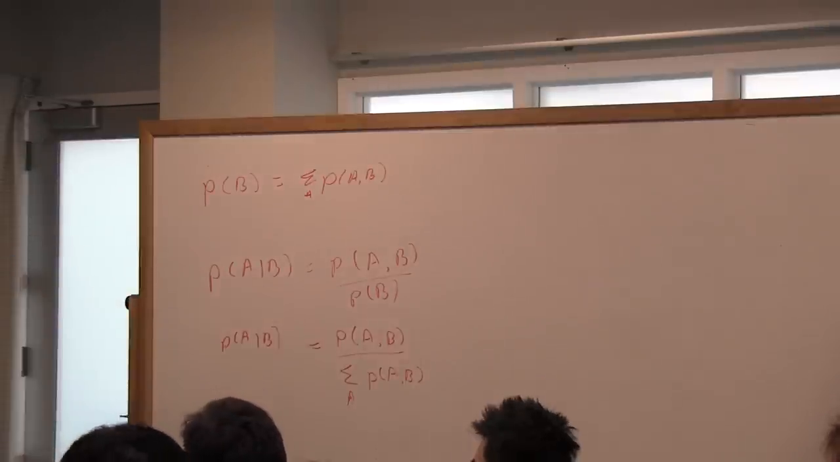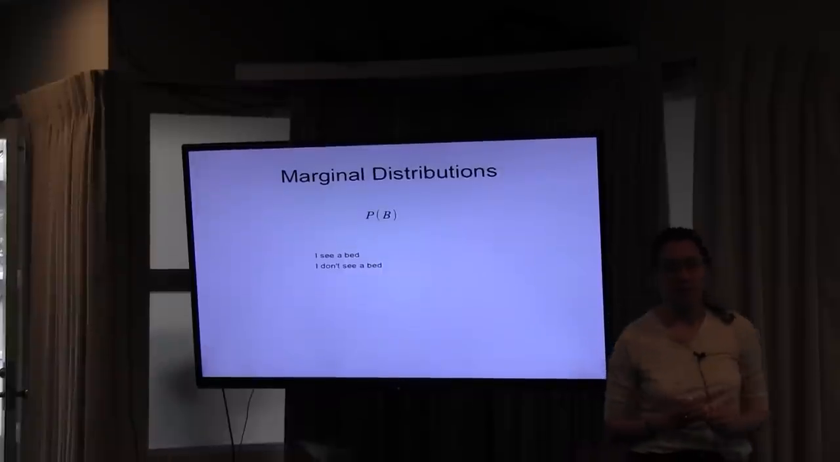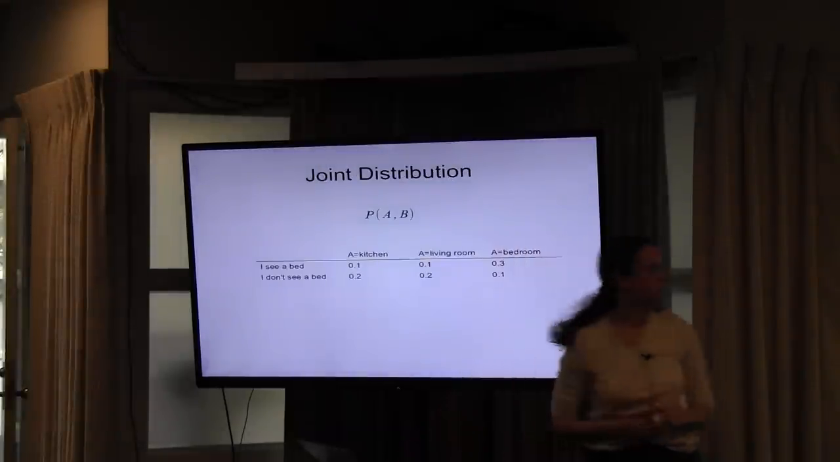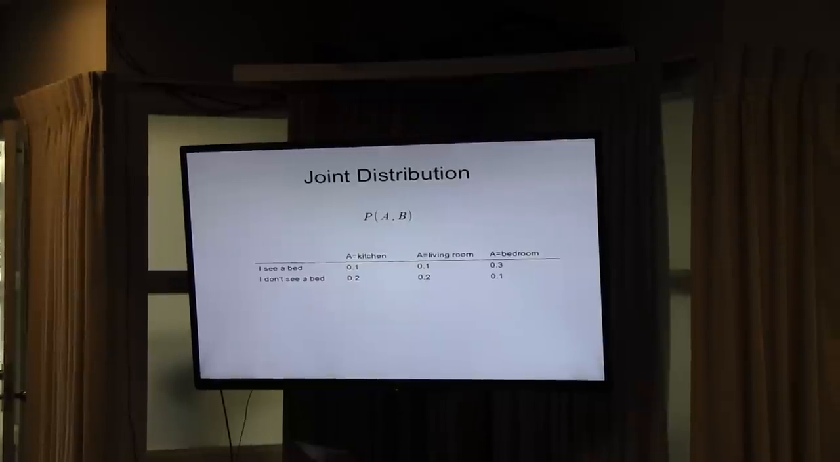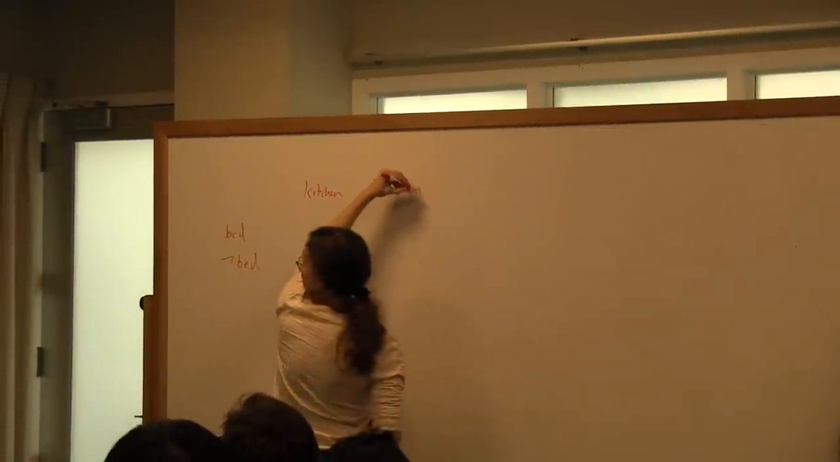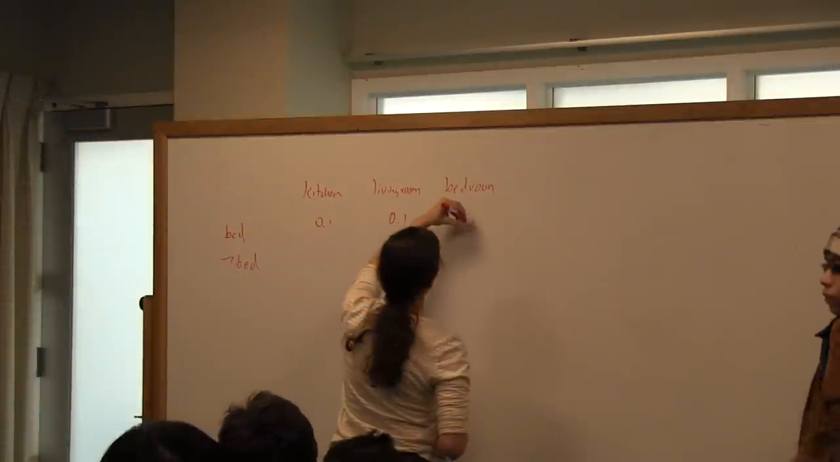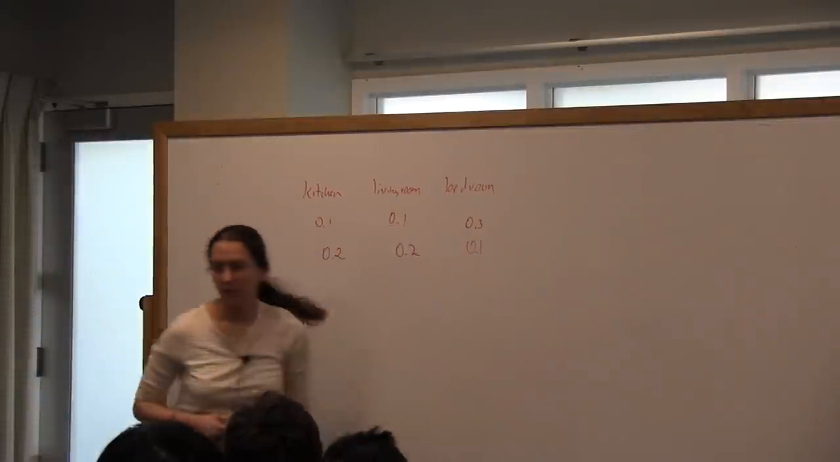Good. All right, so now let's go back to our example and actually do it. This is probability of B, and it's basically these two numbers: I see a bed and I don't see a bed. Maybe I'll write the joint that I was using on the whiteboard so we can come up with these numbers. Bed, not bed, and then kitchen, living room, bedroom. And then 0.1, 0.1, 0.3, 0.2, 0.2, 0.1.